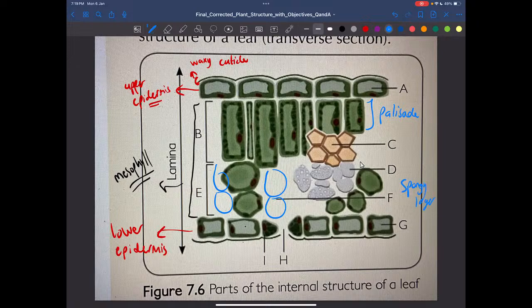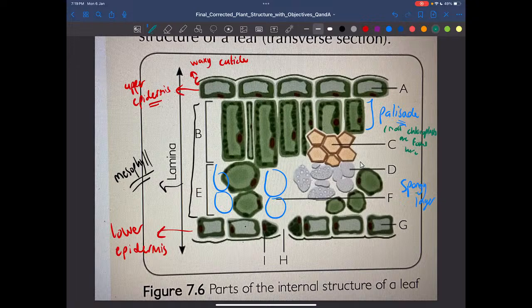Okay, and now we're going to be looking at the function of each of them. Since they have different structures, they're probably going to have different functions. In the palisade, its main function is photosynthesis. Why is the main role of the palisade to perform photosynthesis? The reason is because it contains several chloroplasts. Most chloroplasts are found here, in the palisade mesophyll layer.